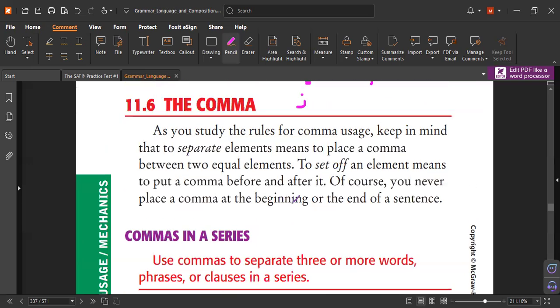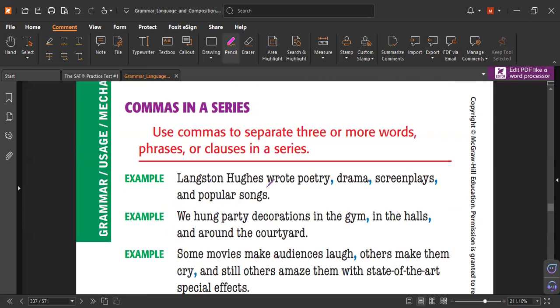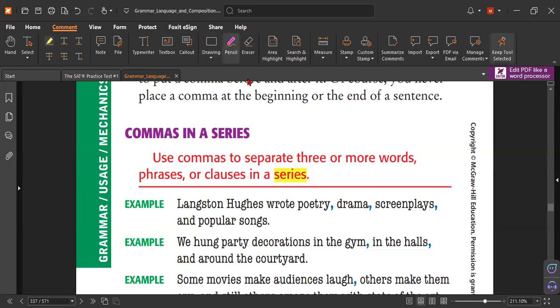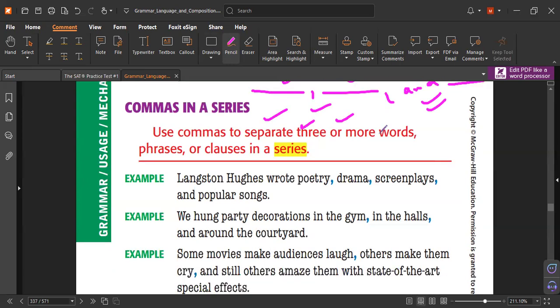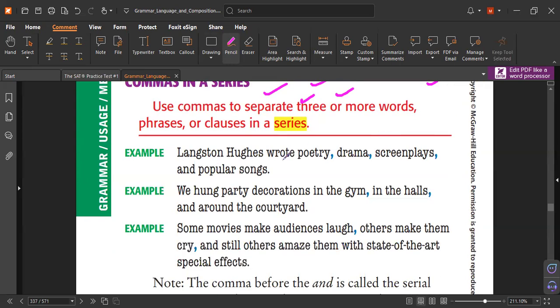Now let's jump to the commas. The main problem for all of us. But it's very easy. Memorize the rules, and you will master English at any stage. The first use is to separate three or more words, a list, a series. But remember, the list is not only for words. The list could be for phrases or clauses. As you know, information, comma, and information. Yes or no? I can expect words, phrases, clauses, or sentences between commas. No problem, but all of them must be the same. Now here, to check: Langston wrote poetry, drama, screenplays, and popular songs.